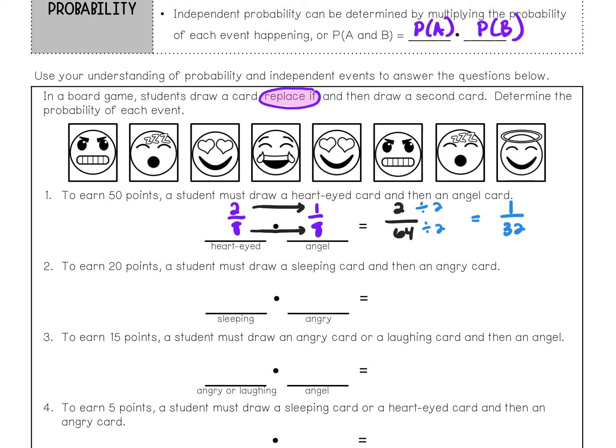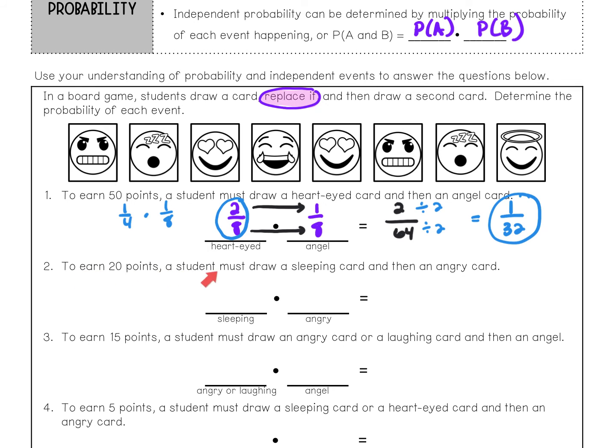Now, you may have noticed that we could cross-reduce. In fact, we can simplify before we begin. We would get 1/4, and that would be times 1/8. And if we multiplied straight across, we'd go directly to 1 over 32. Let's look at the next situation.